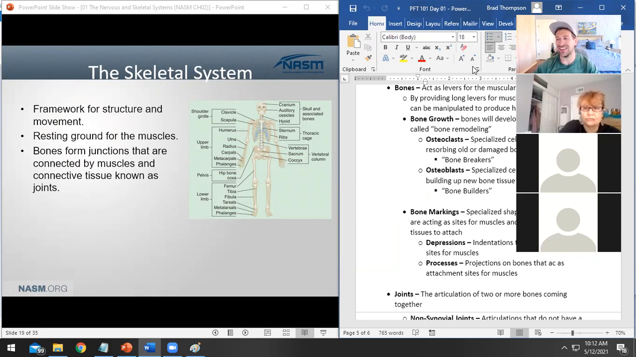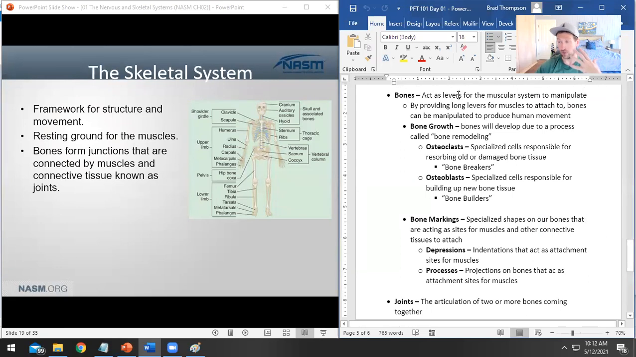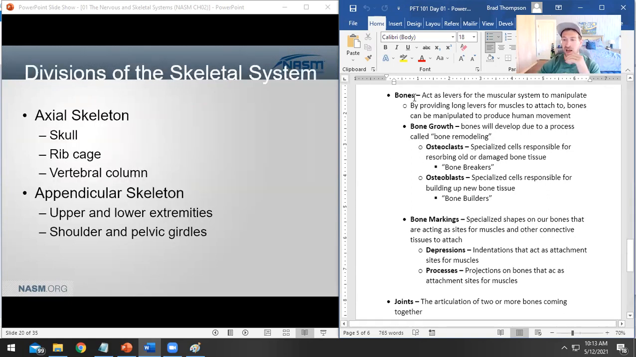All right, so let's take a look at our bones here. So moving into our skeletal system, right? If we are talking about your skeletal system, its job is to provide a framework for the body. It's protecting delicate structures. It's giving you shape, right? And it's also providing a resting ground for all of your muscles because your muscles are going to be able to contract and actually move you around this world, right? Your skeletal system is made up of a series of bones, and bones are going to be these organs that act as levers for your muscular system to manipulate.